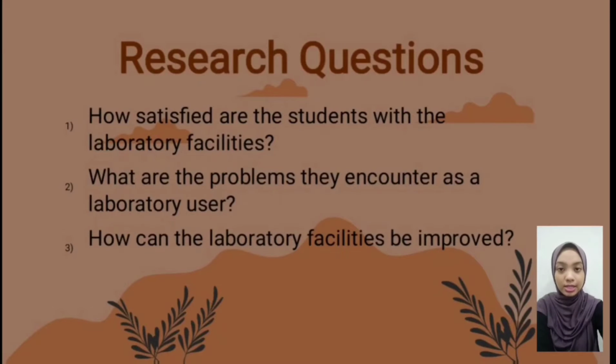Next, the research questions. First, how satisfied are the students with the laboratory facilities? Second, what are the problems they encounter as laboratory users? Third, how can the laboratory facilities be improved?